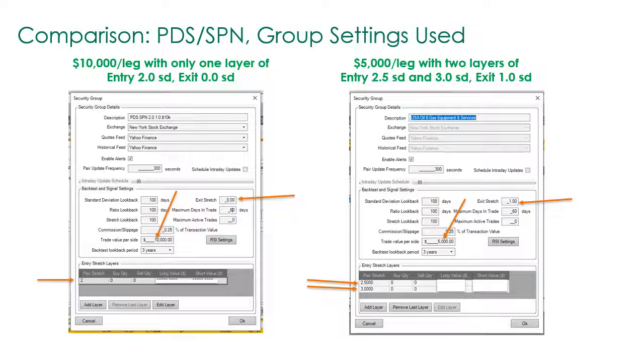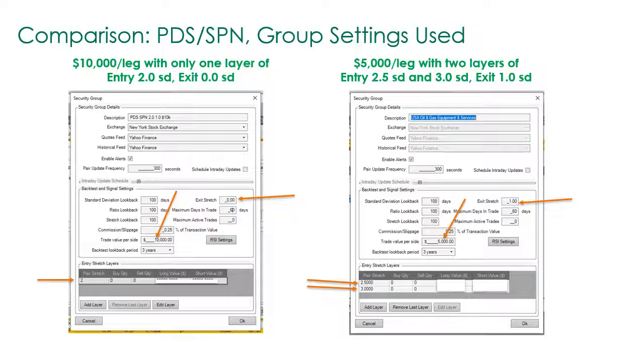Then over on the right, we're going to go $5,000 a leg with 2 layers of entry, one at 2.5 and one at 3.0 standard deviations with an exit at 1.0 standard deviations. These can be plus and minus, okay? All of these ones in the titles there. But right now, just for simplicity, we say it's plus.